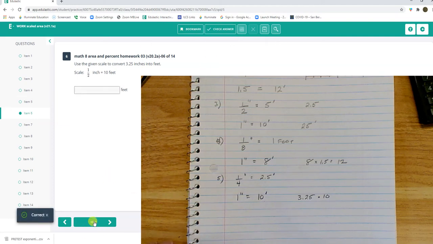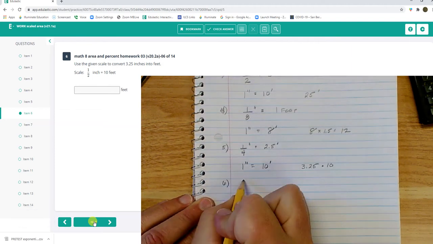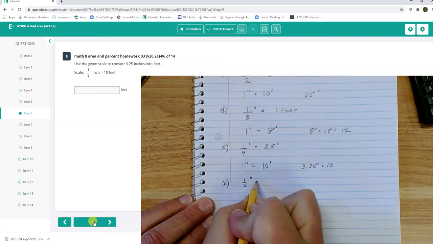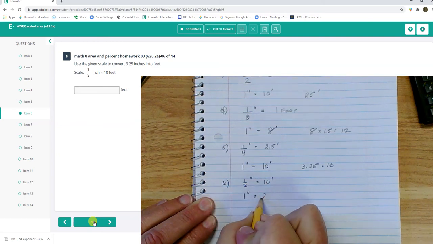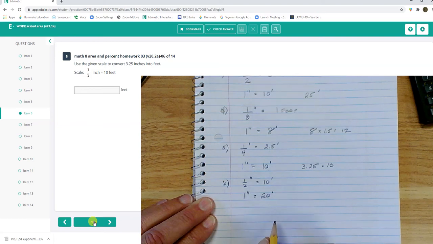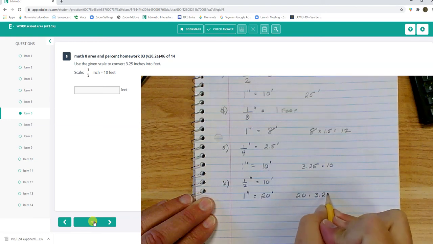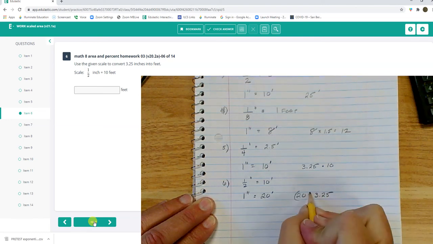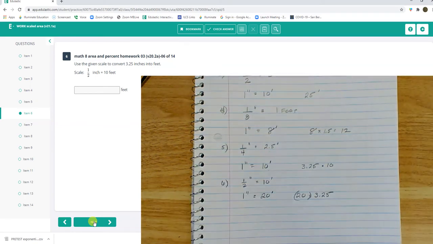A 1/2 inch equals 10 feet. This is number 6. So what does 1 inch equal? So 1 inch equals 20 feet. And we have 3.25 feet. So 20 times 3.25. That gives me 65 feet.